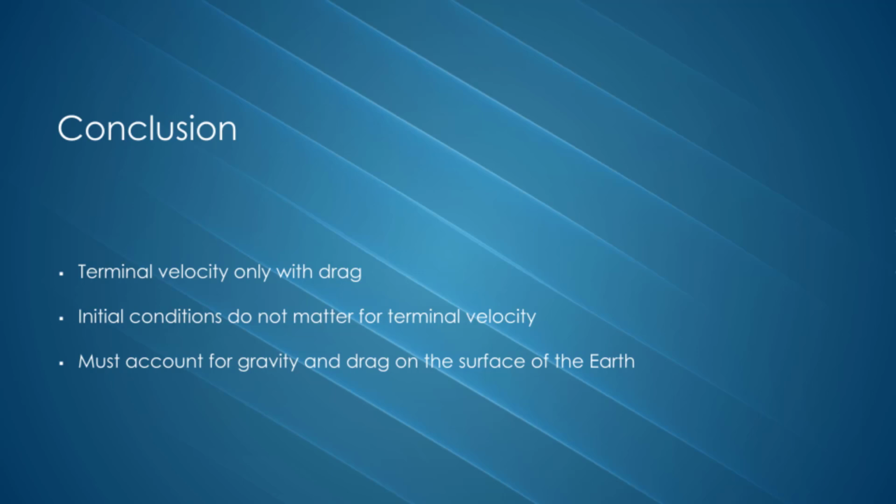Overall, we found that a state of dynamic equilibrium, which is terminal velocity, can only be achieved when we account for a drag force. The initial conditions do not change what our terminal velocity is. Given enough time, as long as the object has the same drag coefficient, we will eventually reach the same terminal velocity. And finally, while we are on the surface of the Earth, we must account for gravity and a drag force if we are predicting the motion of a falling object.